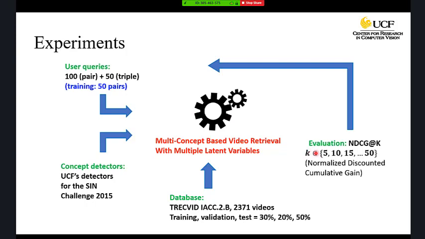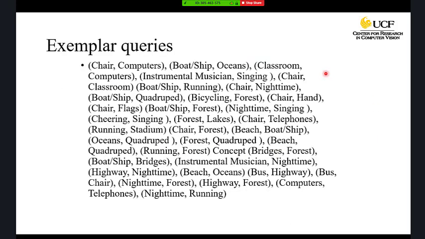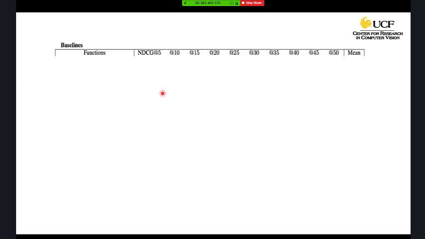For the evaluation, we use normalized discounted cumulative gain as an evaluation metric. So here are some example queries. For example, instrumental musician and nighttime, or bicycling and forest. So let's look at some quantitative results. Here we show the NDCG for the top 5, top 10, up to top 50 ranked videos.